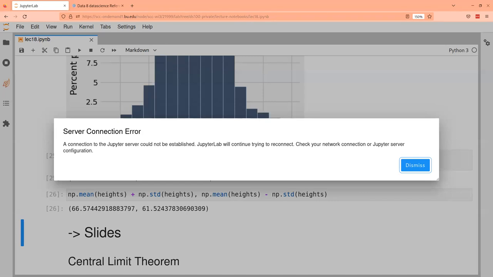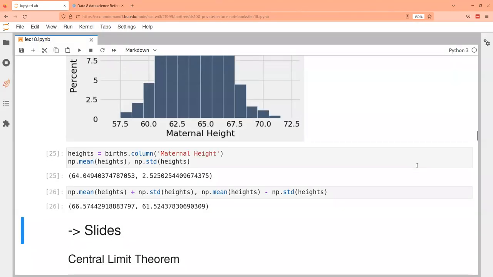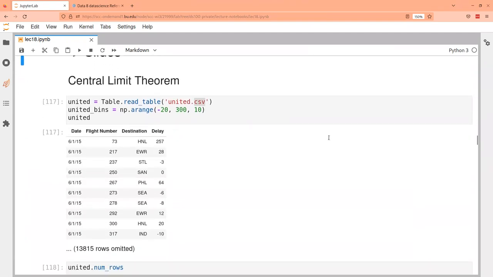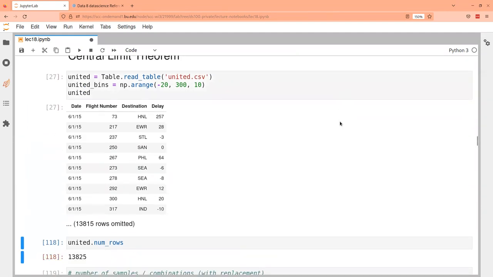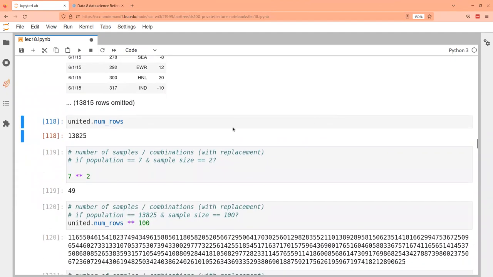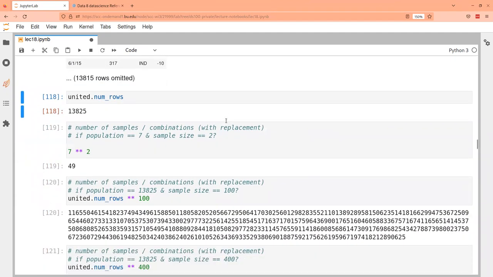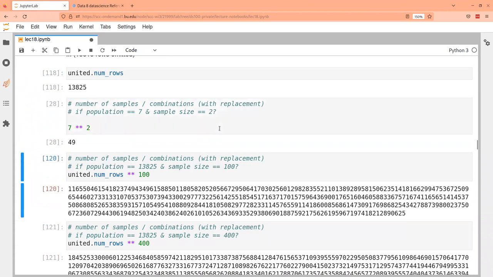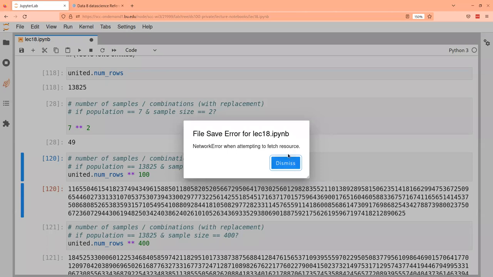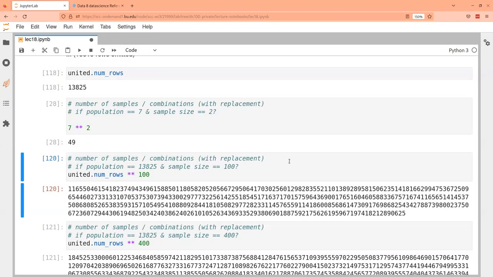I think this one. All right, so if we go back to our plane flight delays, and we have 13,000-some odd rows. So if we take a population of size 7 and a sample size of 2, then what can we kind of figure out?